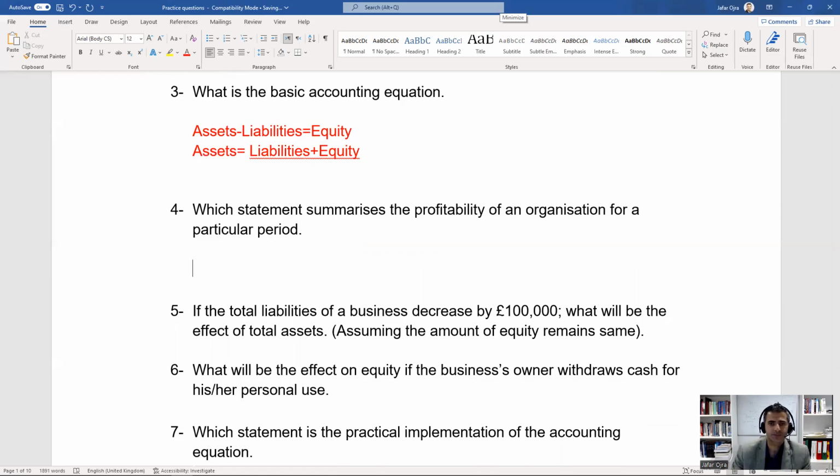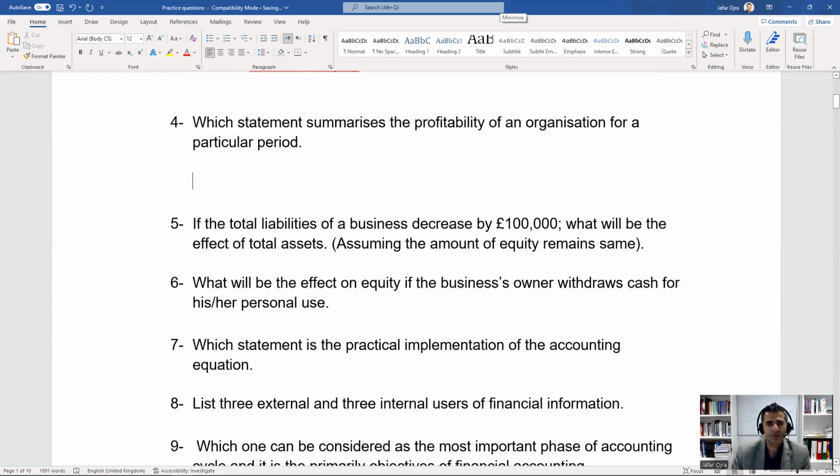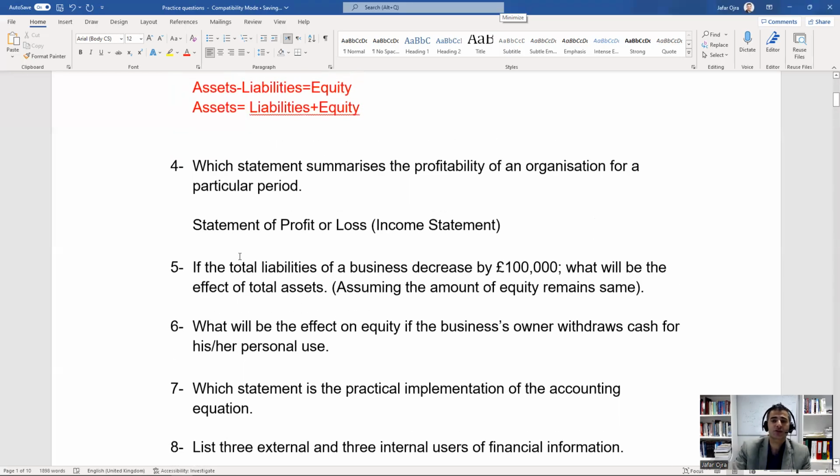Question number 4. Which statement summarizes the profitability of an organization for a particular period? And this is the statement of profit or loss, or we call it the income statement. The income statement measures the profitability of any business.